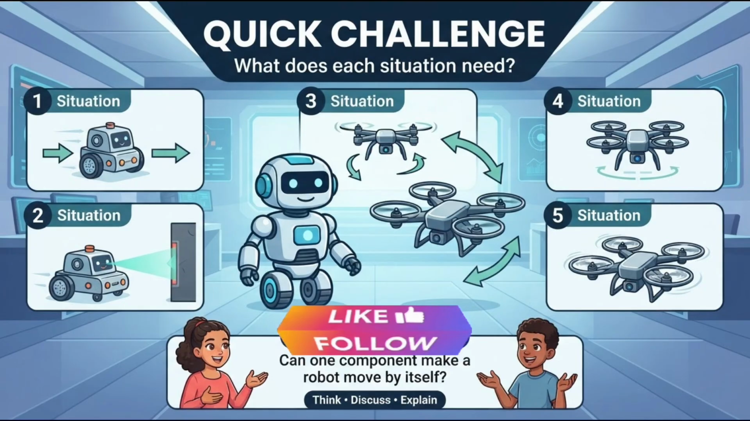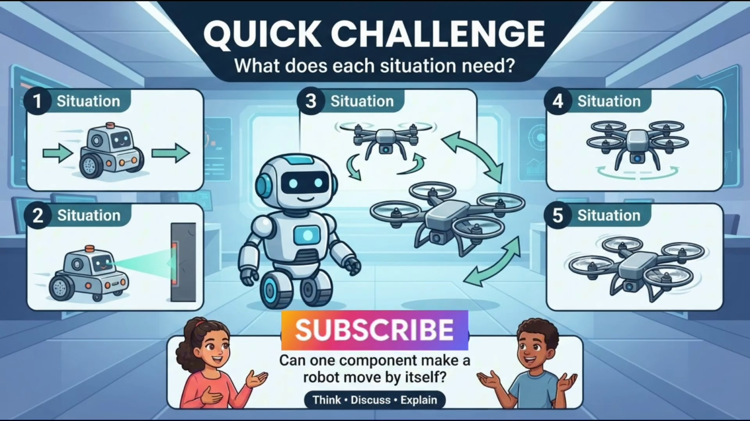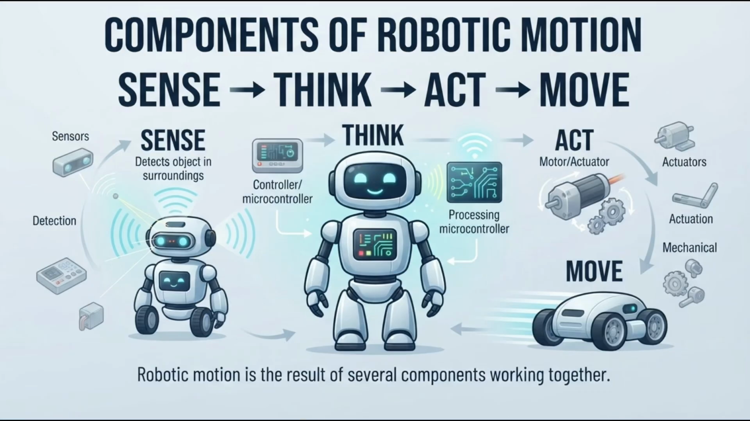Situation 4. A drone remains stable while hovering. What helps it maintain its balance? Situation 5. A drone's motors continue spinning during flight. Where does the energy come from? Can one component make a robot move by itself? The answer? Robotic movement is a team effort. And now, let's discover why.